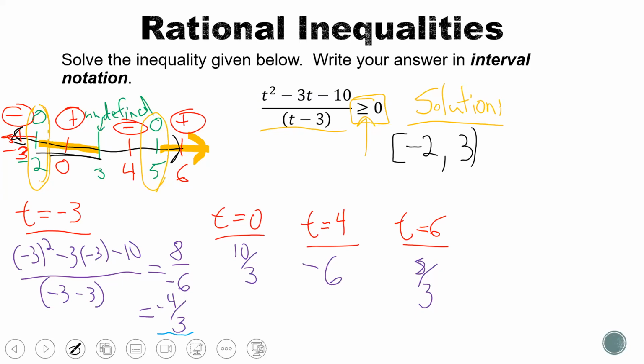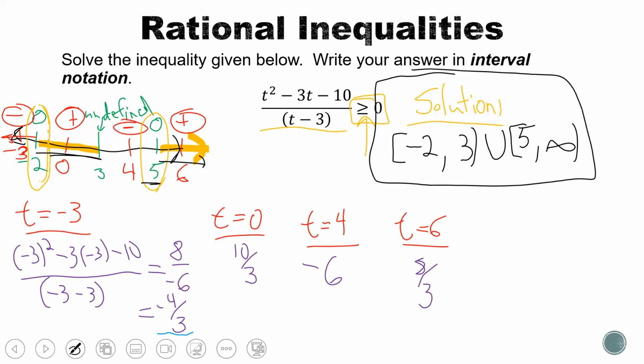It's just undefined. And then we have a break in our response, right? Because between 3 and 5, there is not any values that are greater than or equal to 0. At 5, we find that the function is equal to 0. And since that's greater than or equal to 0, we'll include 5. And then we're looking at all values bigger than 5, which means we go up to positive infinity. So our solution in this case would be bracket -2, comma 3, union, bracket 5, comma infinity. So that's for that example.